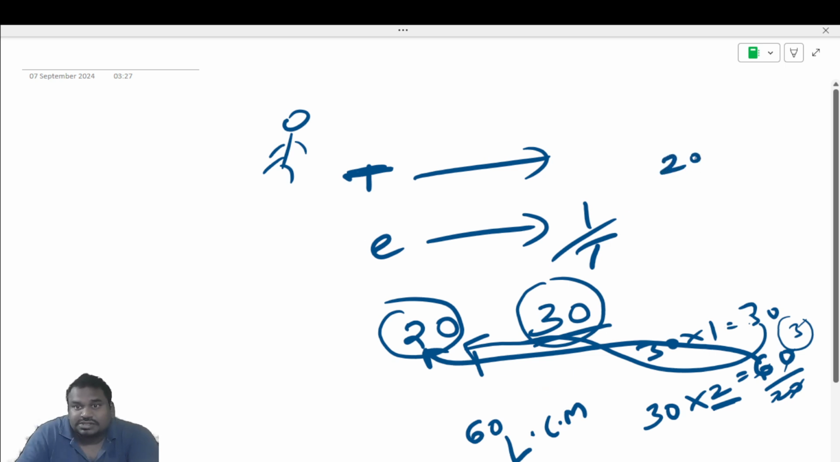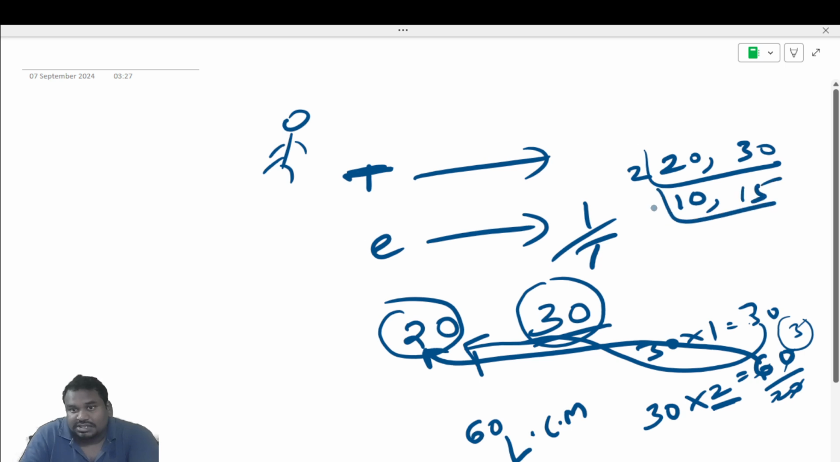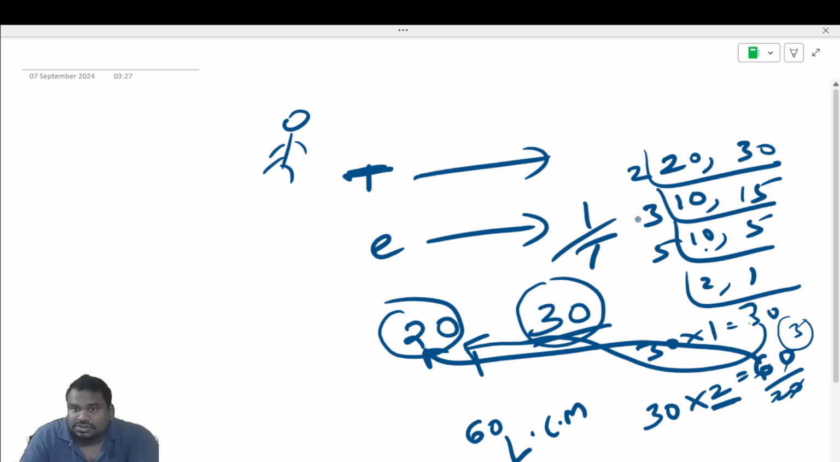There is one more way also. I told you, with 20 and 30, go with the least number, 2: 2 tens, 2 fifteens, then 3, 5, then 10. Like that only, then 2 threes are 6, 6 tens are 60, and so on. Like this also you can get the LCM, but it is taking time, right? Instead of doing that, you can directly do this in an easy way. So this is for two numbers.